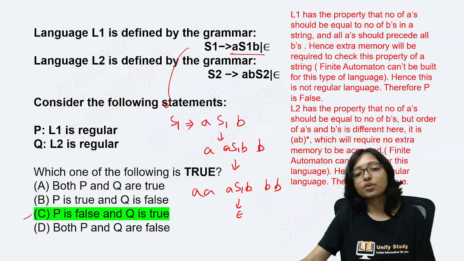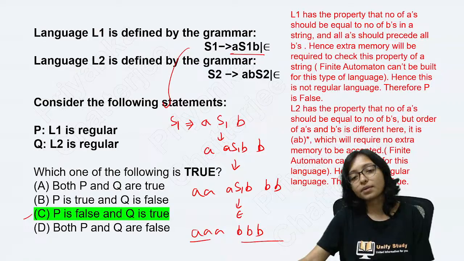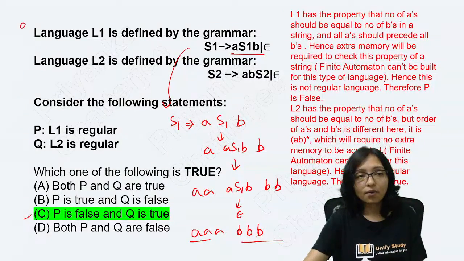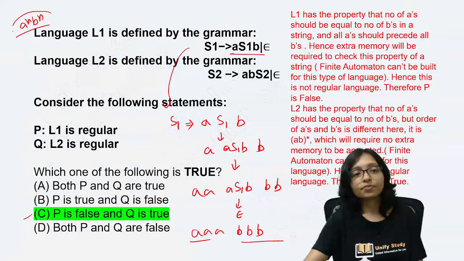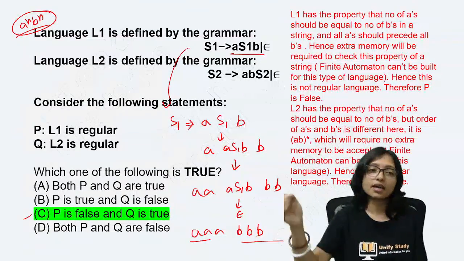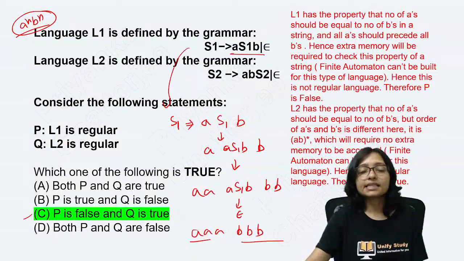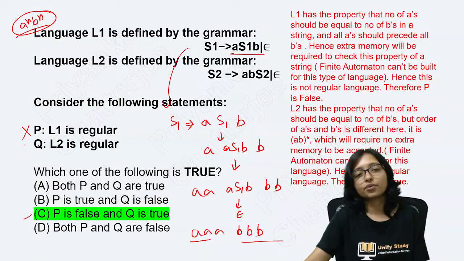After that I can do epsilon here. So it is A, B, B, B. Number of A and number of B is equal. It is actually A to the power n, B to the power n. This type of language is generated here, and it is not possible using finite automata. It is CFL. It is not regular. That's why L1 is not regular.